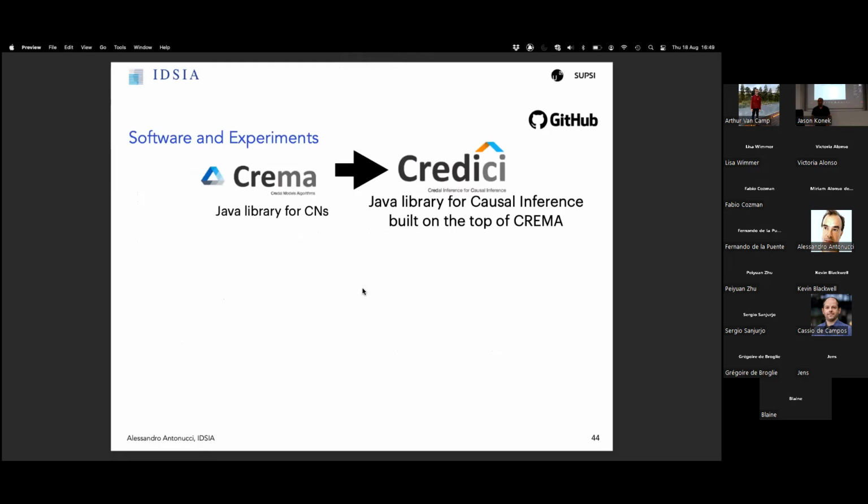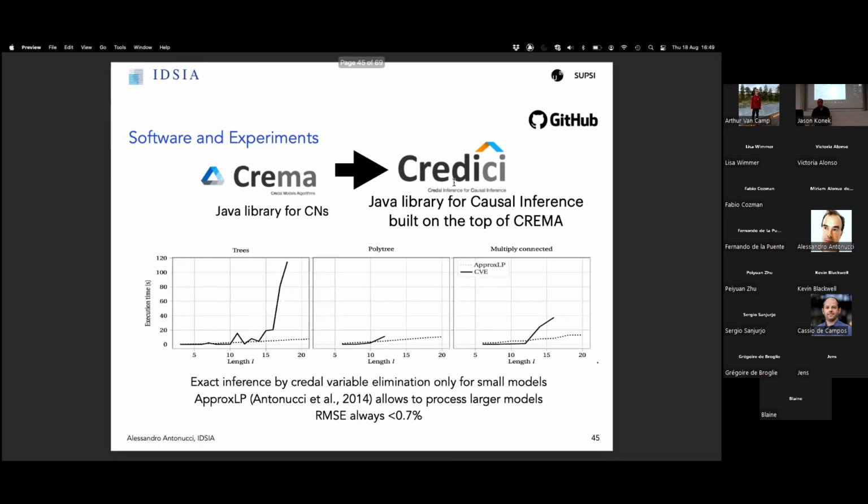We have software for that. Crema is a Java library we implemented for general credal network inference. It should not be surprising that the library for causal analysis in this approach is built on top of Crema, in the sense that this library is just doing the conversion and eventually using the credal network algorithms for the inference. In practice, you can compute counterfactuals. There is relatively good documentation, and you can use it in practice.